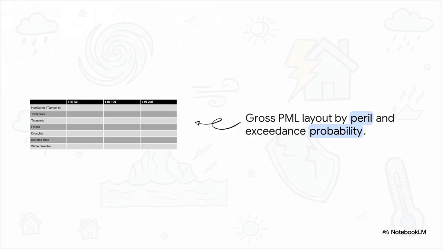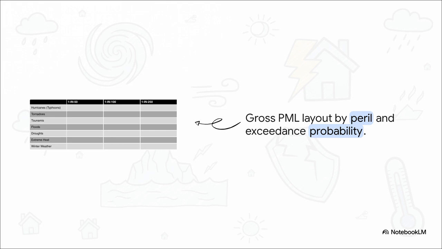It breaks down your gross PML by each specific peril across those 3 probability scenarios. Look at the structure here. Down the left side, you've got the 7 specific perils. Across the top, you have the 1 in 50, 1 in 100, and 1 in 250 probabilities. Your job as a reporting entity is to fill in these boxes.